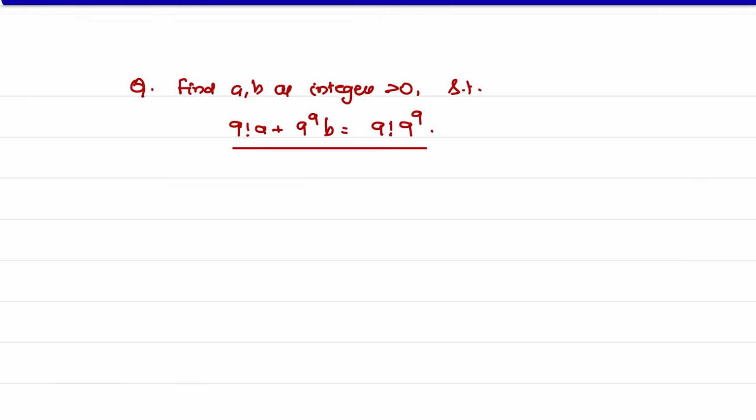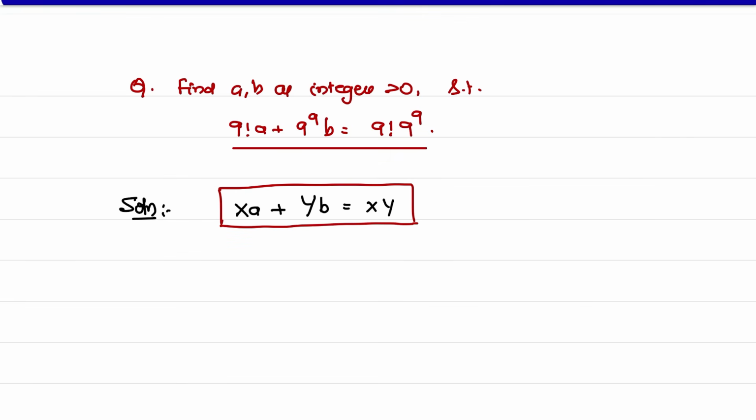Now, let us go for the solution. Is it not in the form x into a plus y into b is equal to x into y? Can we say that? x is 9 factorial, y is 9 to the power of 9. So that 9 factorial into a plus 9 to the power of 9 into b is equal to 9 factorial into 9 to the power of 9.